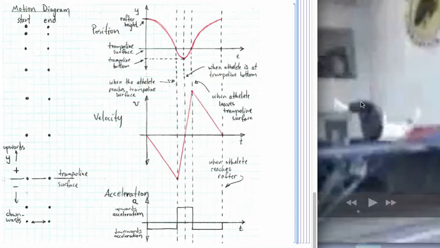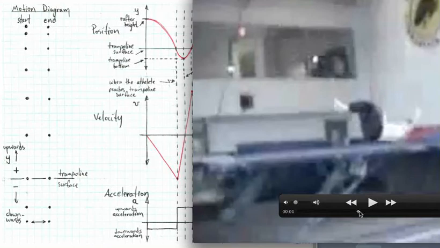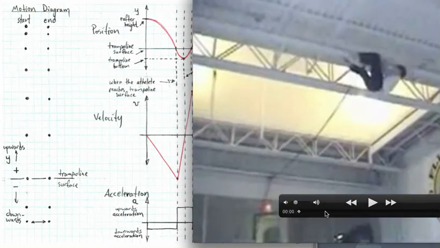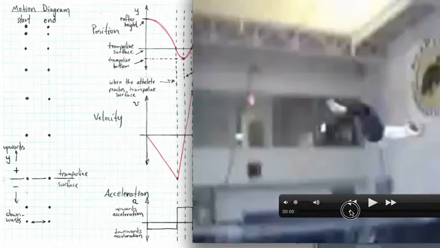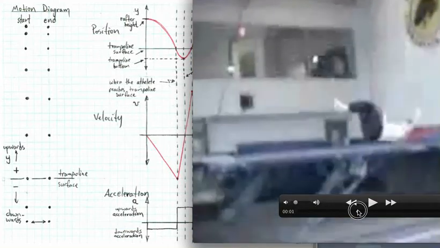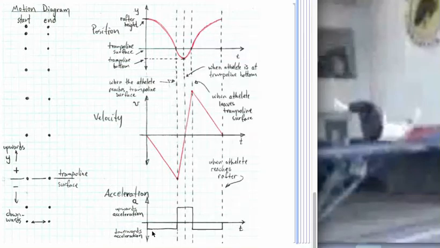So just watching somebody fall, not knowing any causes, you can say, well, his motion is downwards, his velocity is increasing downwards, so he must be accelerating downwards at least to the level of the trampoline. So we've represented that here, a constant acceleration downwards or negative, a steadily increasing velocity in the negative direction.